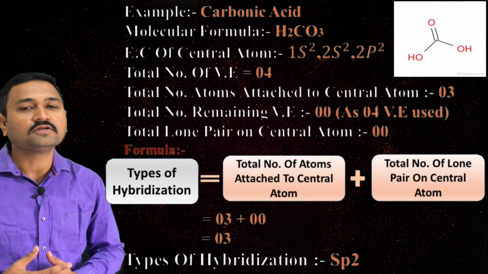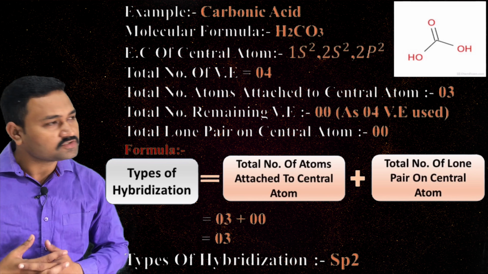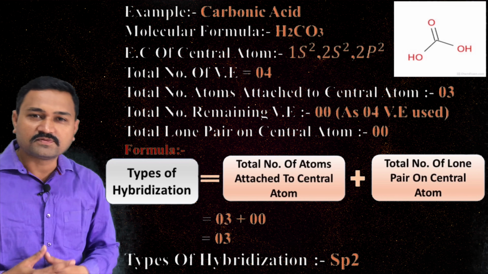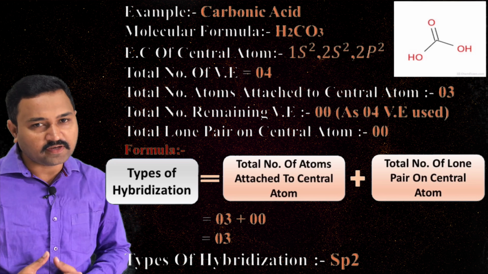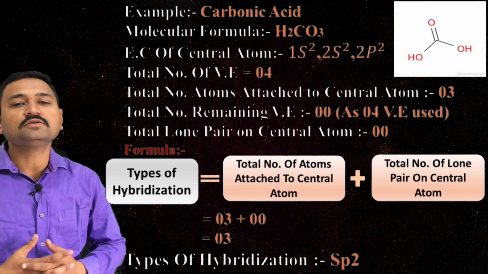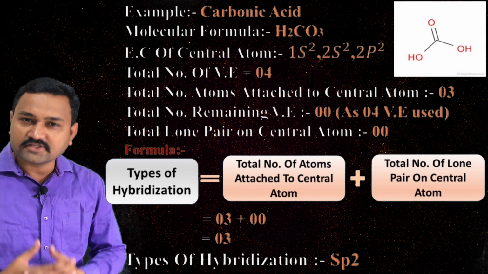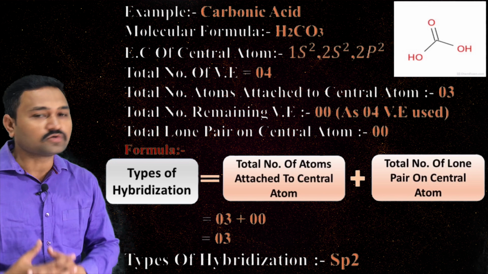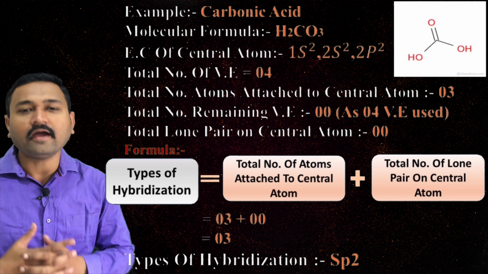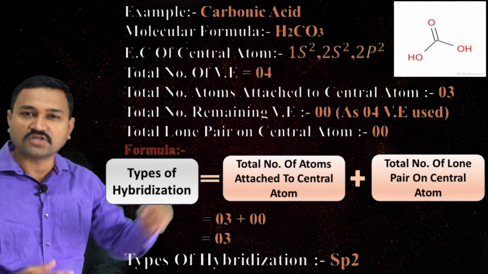Let us consider the total number of atoms attached to the carbon atom. So here you can observe that one oxygen atom is bonded with the carbon atom by a double bond, while the two oxygen atoms attach to the carbon atom by single bonds. So here the total number of atoms directly attached to the carbon atom is 3.